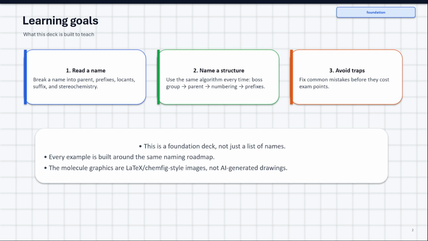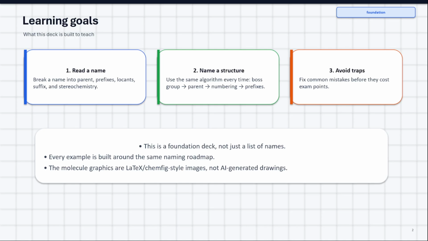First, I want you to be able to read a name instead of seeing it as one scary long word. You should be able to spot the parent, prefixes, numbers, suffix, and stereochemistry. Second, I want you to name a structure by following the same order every time. That order is boss group, parent chain, numbering, prefixes, and then any final details. Third, I want you to avoid the common traps that show up on quizzes, like choosing the wrong parent chain or numbering from the wrong end.